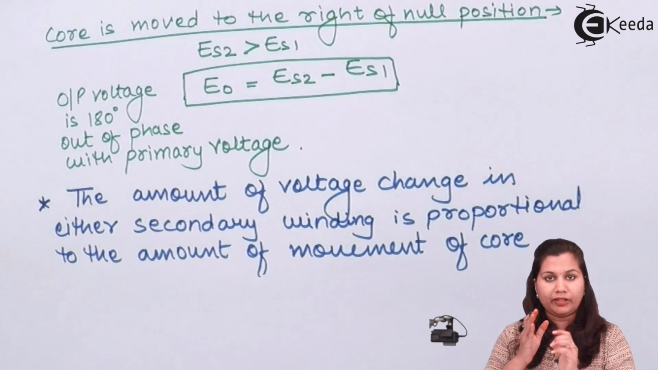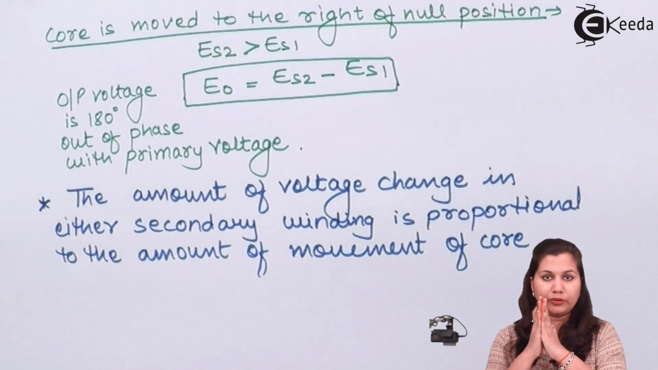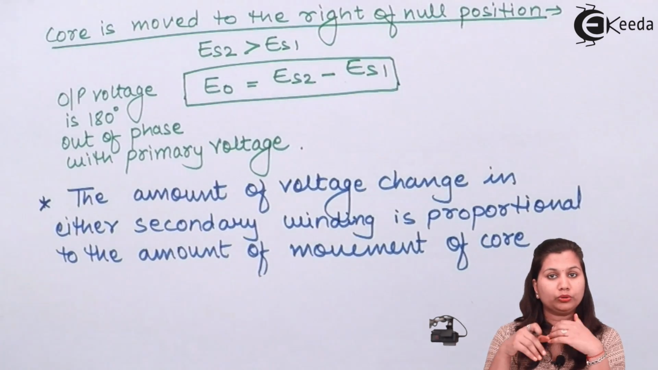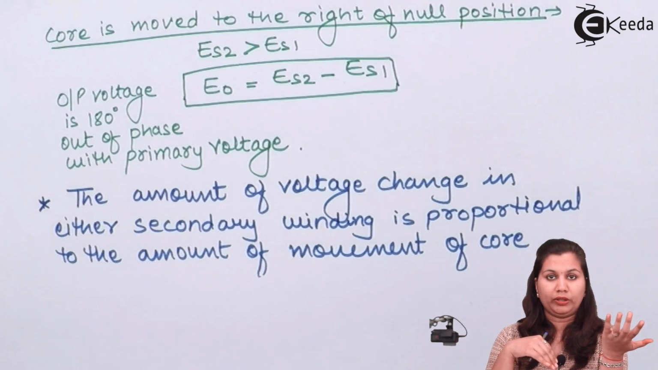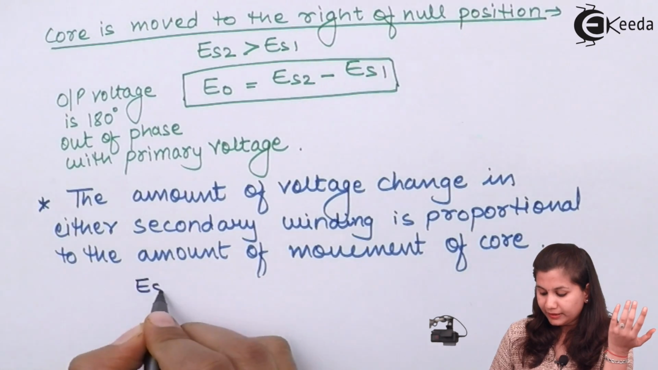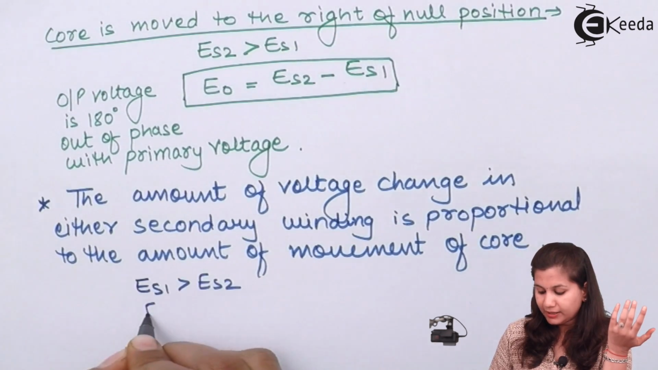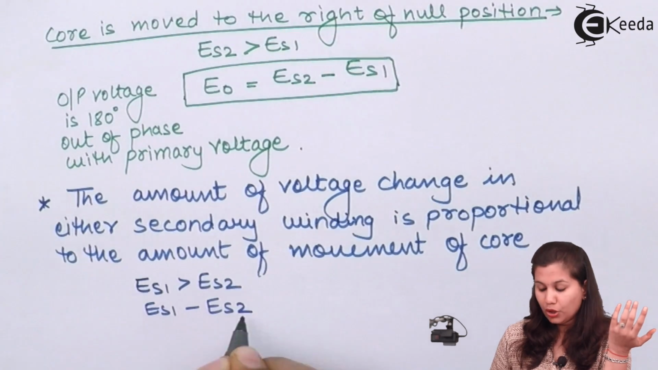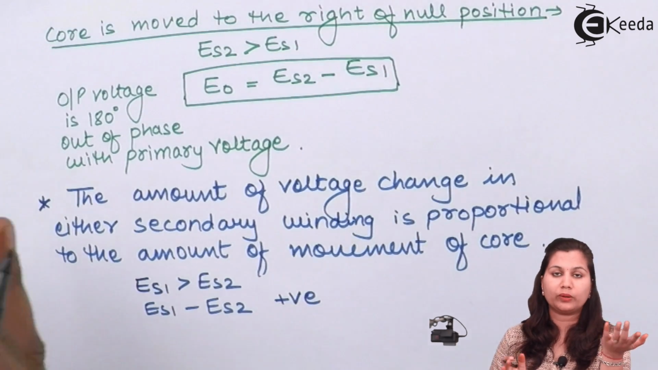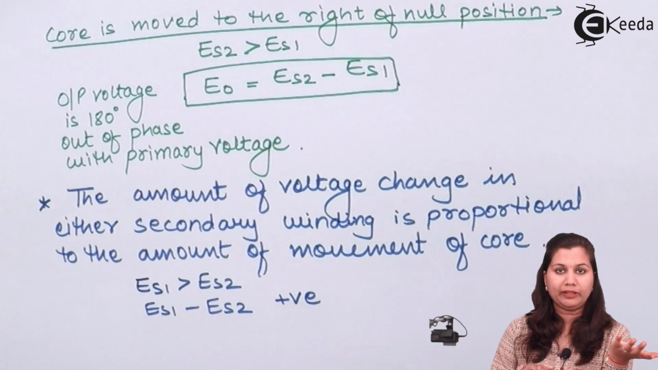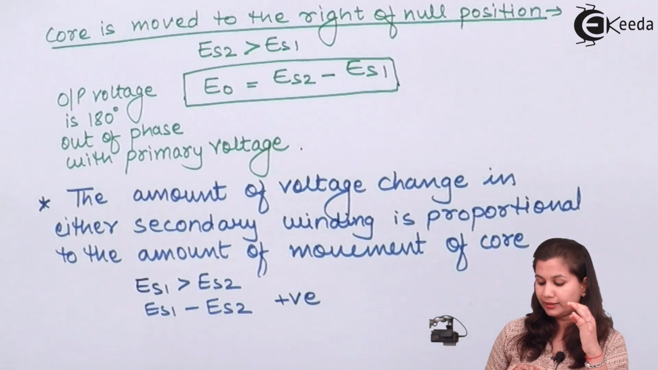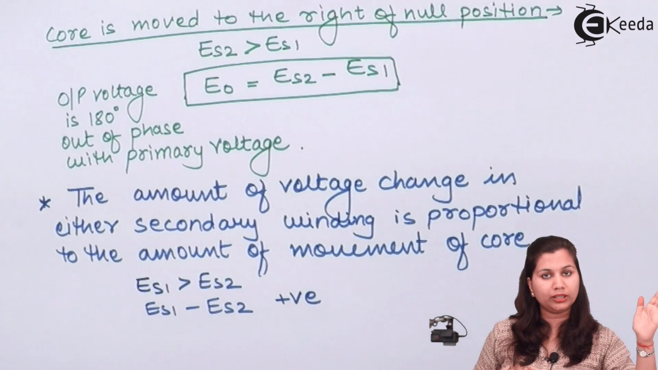Because we have seen that when the soft iron core is at the null position, we are getting the output voltage as 0. When we are moving the soft iron core to the left side, the output voltage we are getting is positive, because ES1 is greater than ES2 in that case, and we are getting the output voltage as the difference of these two, so a positive value. And also the output voltage is in phase with the source voltage, or the primary voltage. So by checking the magnitude and phase relationship, we will get to know that the soft iron core is moved to the left side.